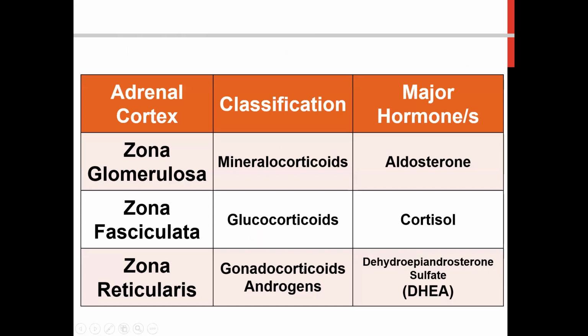Now, the adrenal cortex produces hormones which are classified as follows. For the glomerulosa, hormones produced are classified as mineralocorticoids, and the prototype or major hormone produced is aldosterone. For the fasciculata, the hormones produced are glucocorticoids, and the major hormone is cortisol. For the reticularis, the hormones are classified as gonadocorticoids, and the major hormone is dehydroepiandrosterone sulfate.